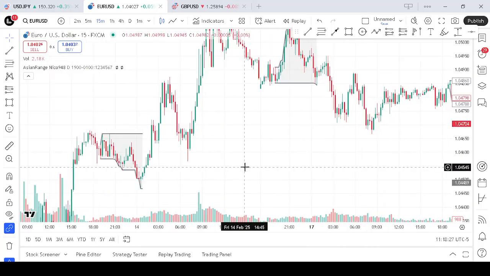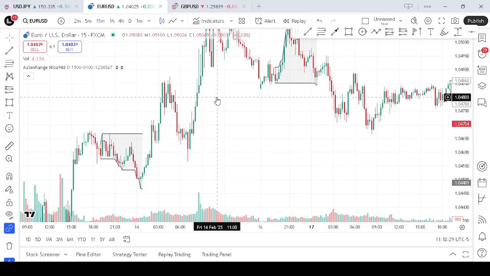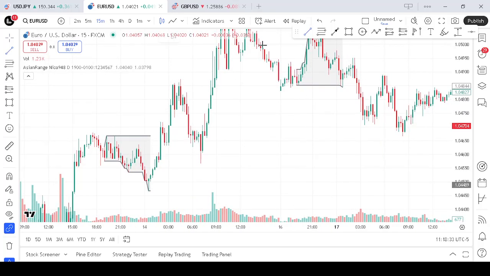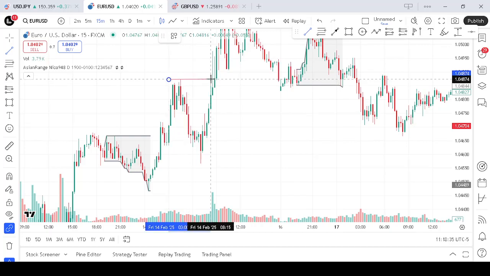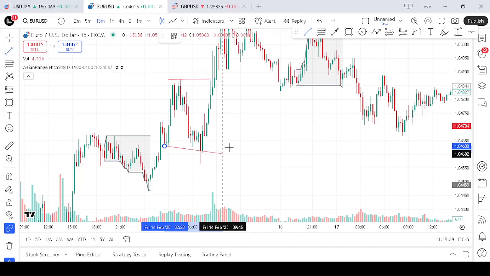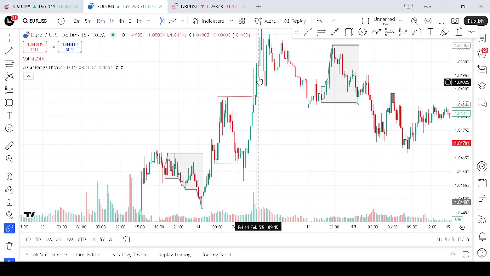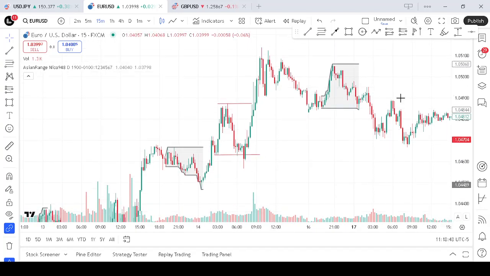have seen a close. This is our high. This is a high that was formed during the London session. This was also a low that was formed during the London session. So we would enter after the close of this candle. This would actually be a very good example. You enter the moment you see the close of this candle.